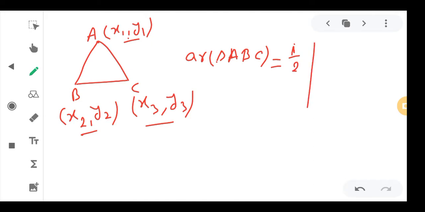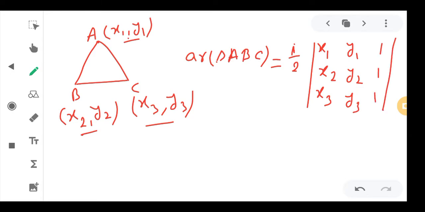The area will be half of the determinant. I will take the x coordinates first: x1, then x2, then x3. This is our column 1, and column 2 will be y1, y2, y3, and column 3 will be 1, 1, 1. So this is using the determinant.